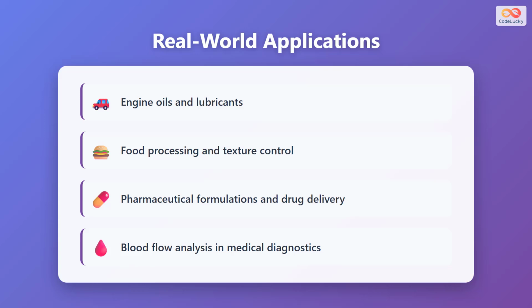Viscosity has countless practical applications in the real world. In automotive engineering, engine oils and lubricants are selected based on their viscosity to ensure proper lubrication and reduce friction between moving parts. In food processing, viscosity is crucial for controlling texture and consistency of products. The pharmaceutical industry relies on viscosity for formulating medications and ensuring proper drug delivery. In medical diagnostics, blood flow analysis depends on understanding the viscosity of blood, which can indicate various health conditions. These examples show how viscosity is essential in engineering, manufacturing, food science, and healthcare.